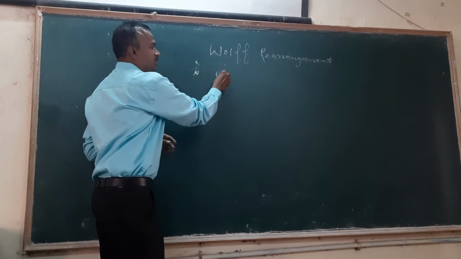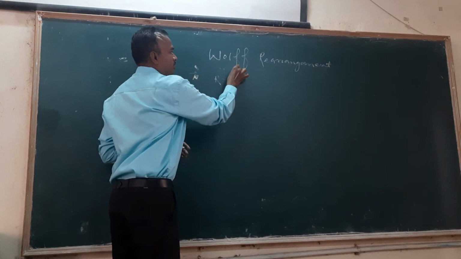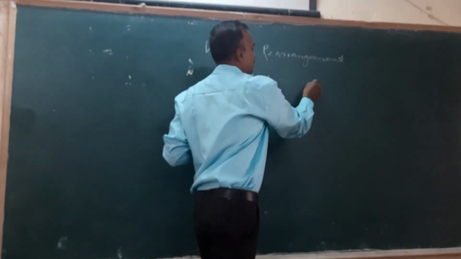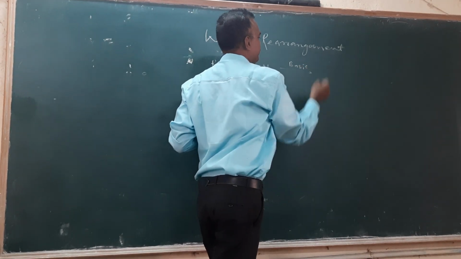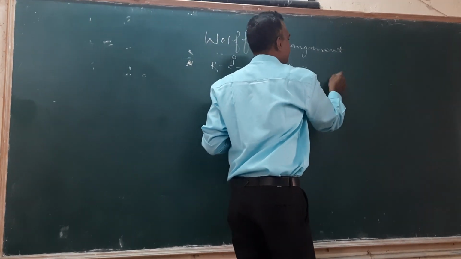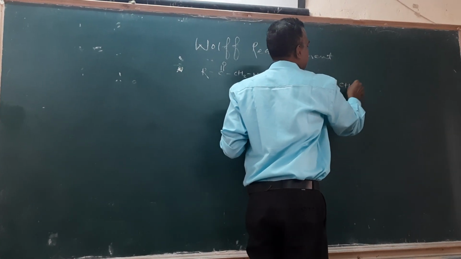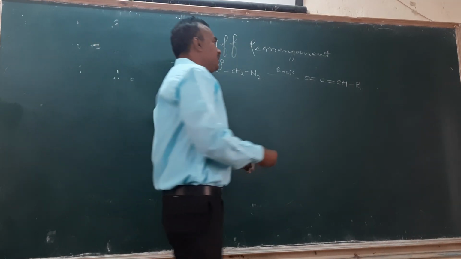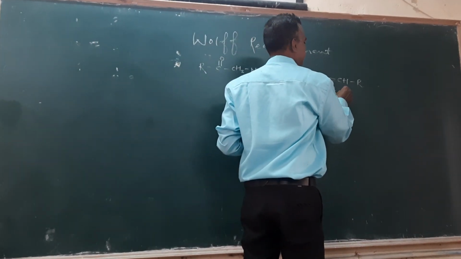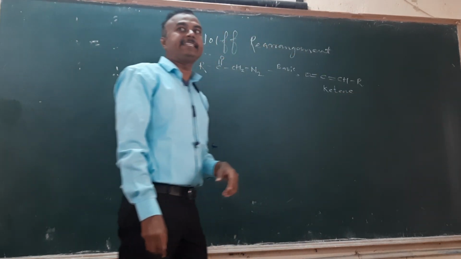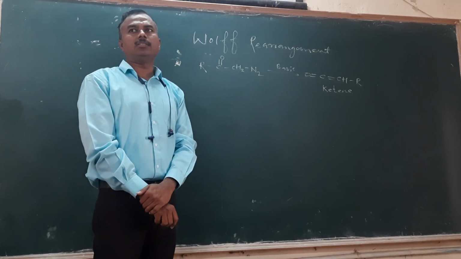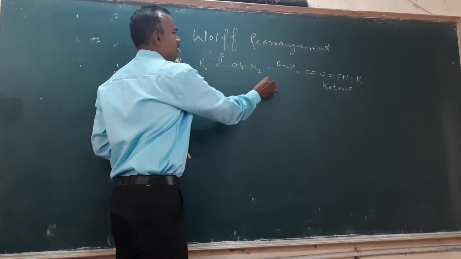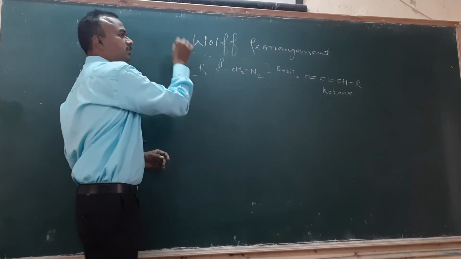Like a common rearrangement, R-CO-CH2-N2 under basic condition, you will end up with R-C=C=O. This is called a ketene. So this compound is a ketene. But the question is: how will this compound get synthesized?